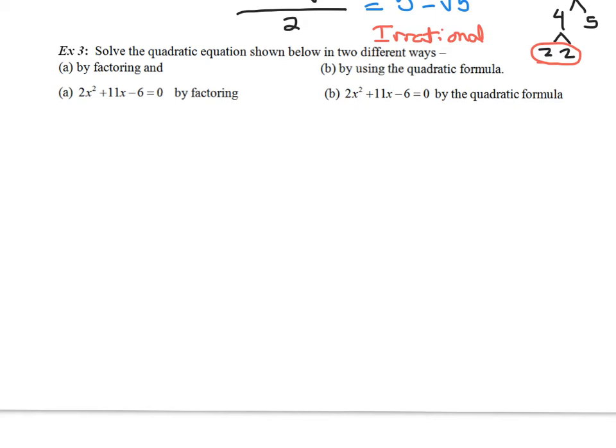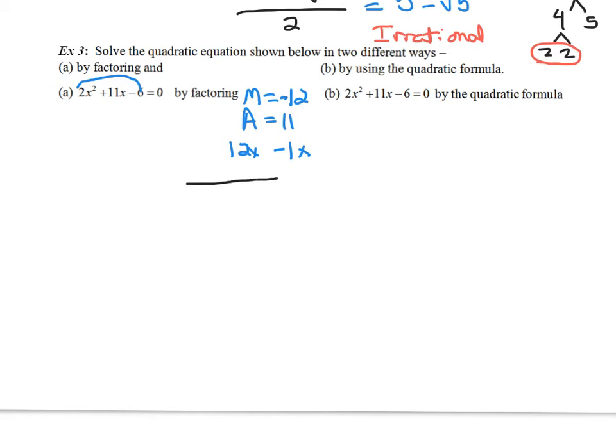So given the fact that I've got a coefficient in front of the x squared, that tells me that I have to multiply. Remember, I'm going to multiply 2 times negative 6. I need to multiply to get negative 12, but I need to add to get 11. So thinking about this, I think I'm going to use positive 12 and negative 1. I'm going to put an x with each of them.